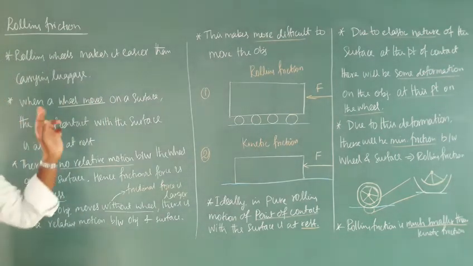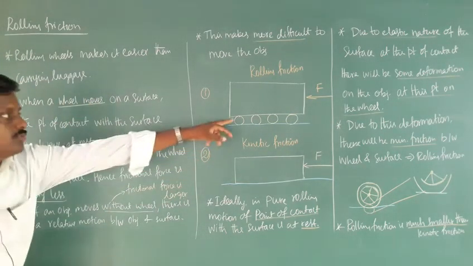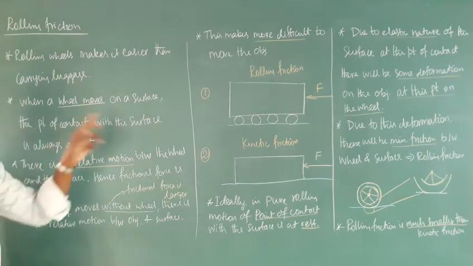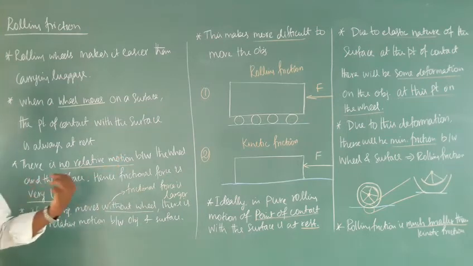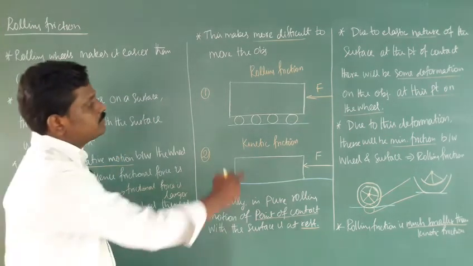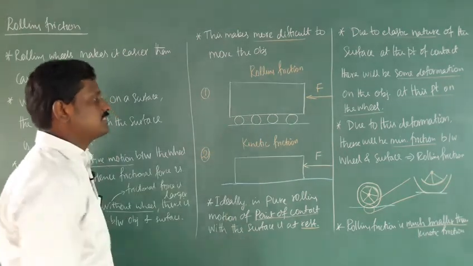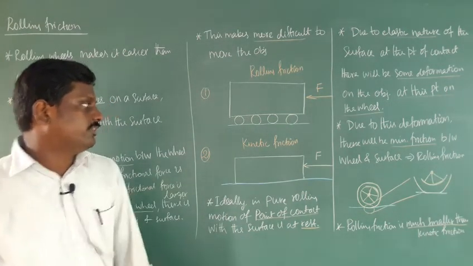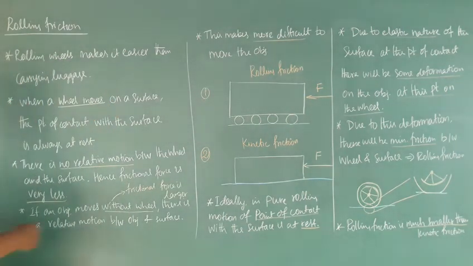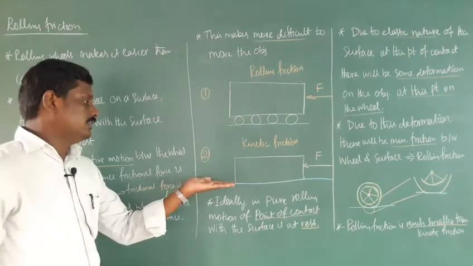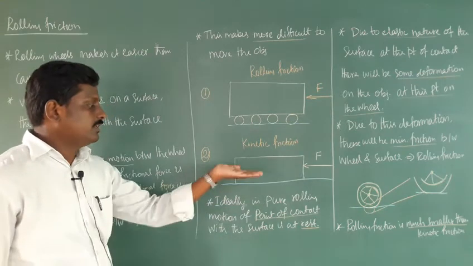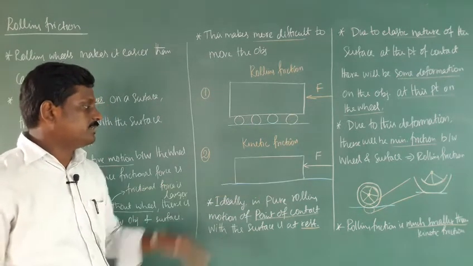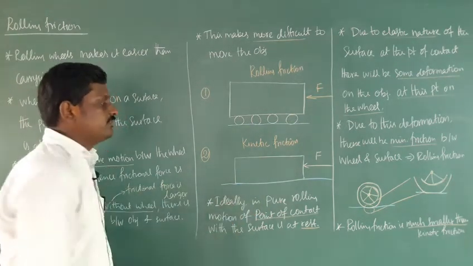When the wheel moves on the surface, the point of contact with the surface is always at rest. So there is no relative motion between the wheel and the surface, and the frictional force is very small. If the object slides without wheels, there is relative motion between the surface and the object, so there is a greater frictional force.